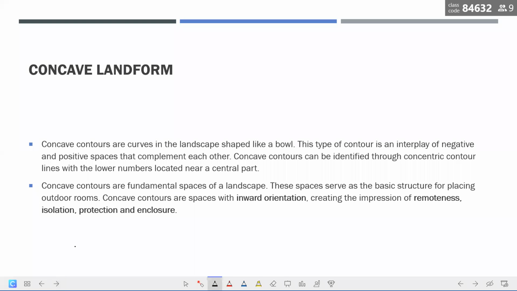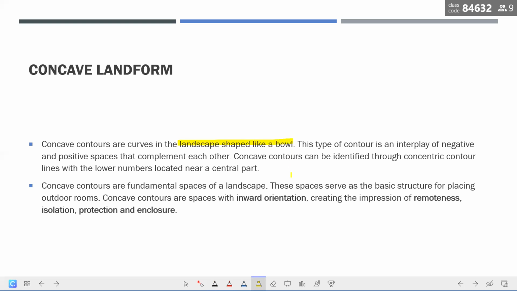Concave landforms. Now, the opposite of convex contours. These are curves in the landscape shaped like a bowl, basically. This type of contour is an interplay of negative and positive spaces, usually complementing each other. Concave contours can be identified through concentric contour lines with lower numbers located near a central point or a central part.